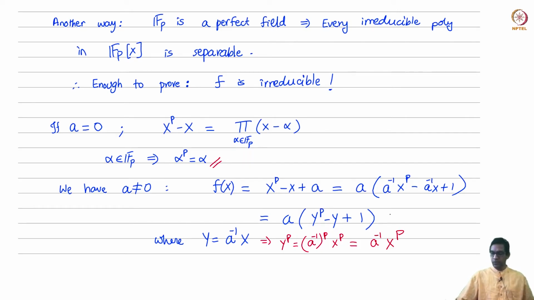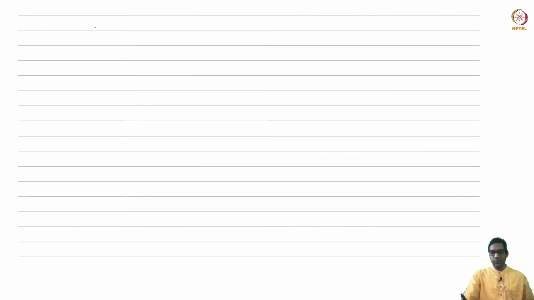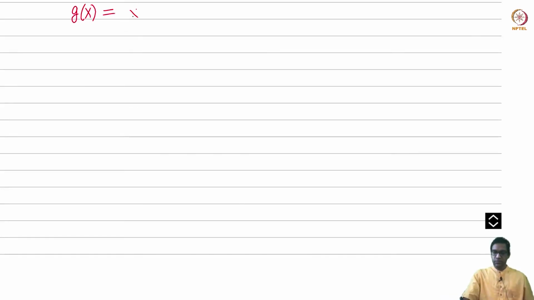Okay, good. So what does this mean? It basically means that I can rewrite this polynomial in such a way that my constant term is a 1. Okay, so let's write that out here. So g of x equals x to the p minus x plus a 1. So I'm going to define g in this way, so let g be defined in this manner.